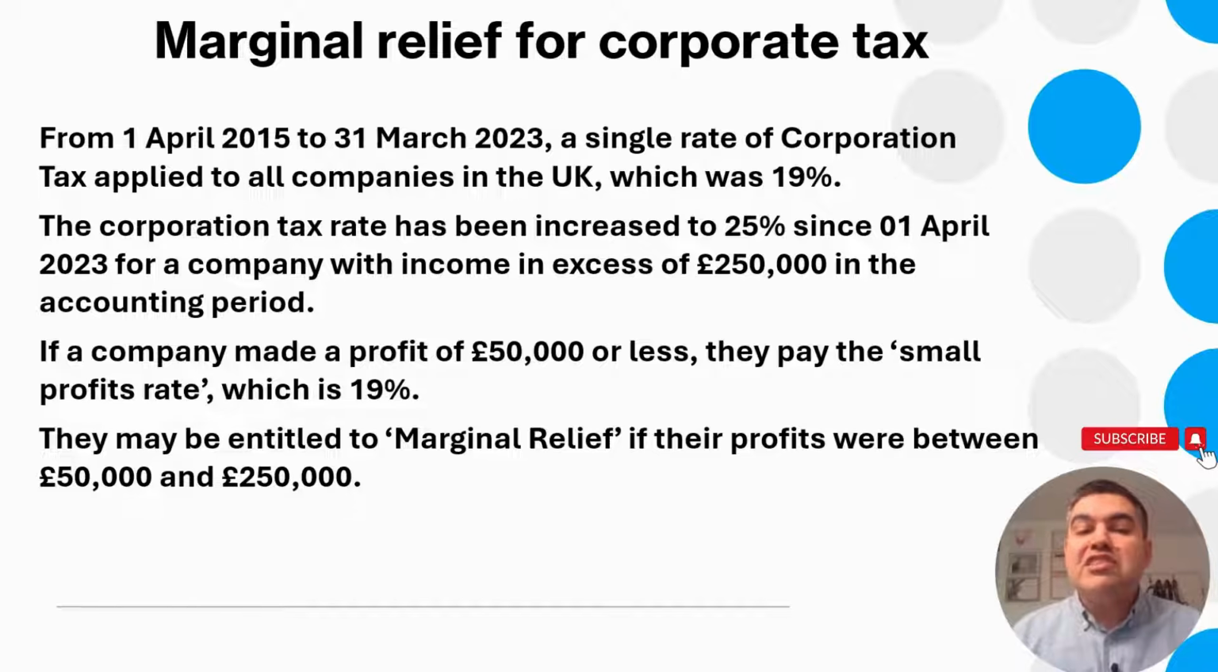For those studying UK corporation tax, from 1st of April 2015 to 31st March 2023, a single rate of corporation tax applied to all companies in the UK, which was 19%. The corporation tax rate has been increased to 25% since 1st of April 2023 for a company with income in excess of 250,000 in the accounting period. If a company made a profit of 50,000 or less, they will pay the small profit rate, which is 19%. However, they may be entitled to marginal relief if their profit was between 50,000 and 250,000.